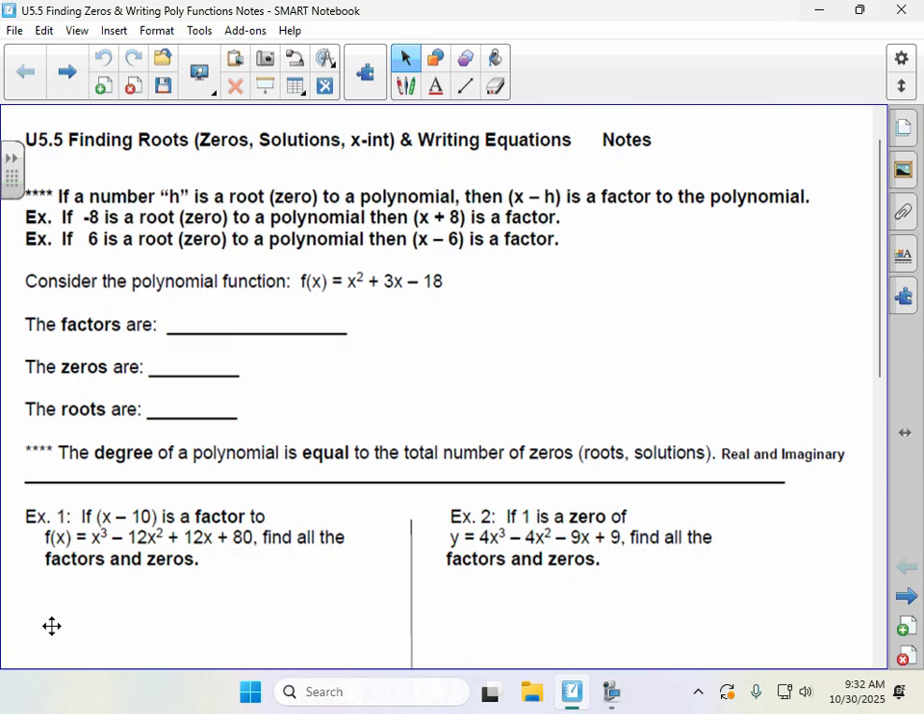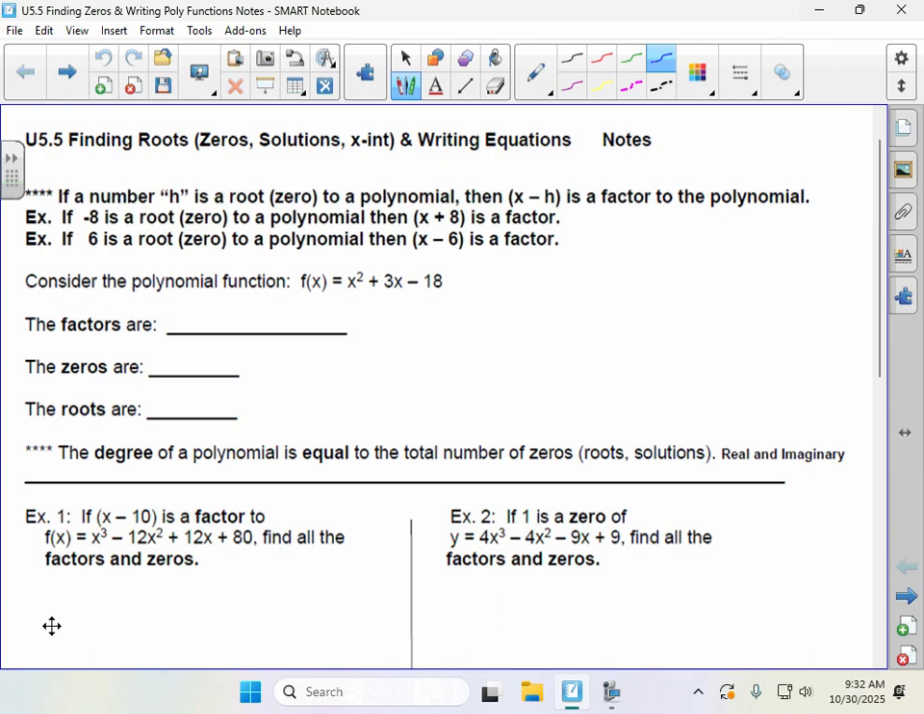All right, so this definition: if a number h is a root or a zero or a solution or an x-intercept to a polynomial, then x minus h, that binomial, would be called a factor to the polynomial. So if we know the solution or the zero, then we can turn it into a factor by changing the sign. If we know the factor, then we can find the zero by changing its sign, or set the factor equal to zero and solve it. So in this example, if we know that negative 8 is a zero or a root to a polynomial, then its factor is going to be x plus 8. Okay, so you can see it just changes signs. If positive 6 is a root or a zero to the polynomial, then x minus 6 is the factor.